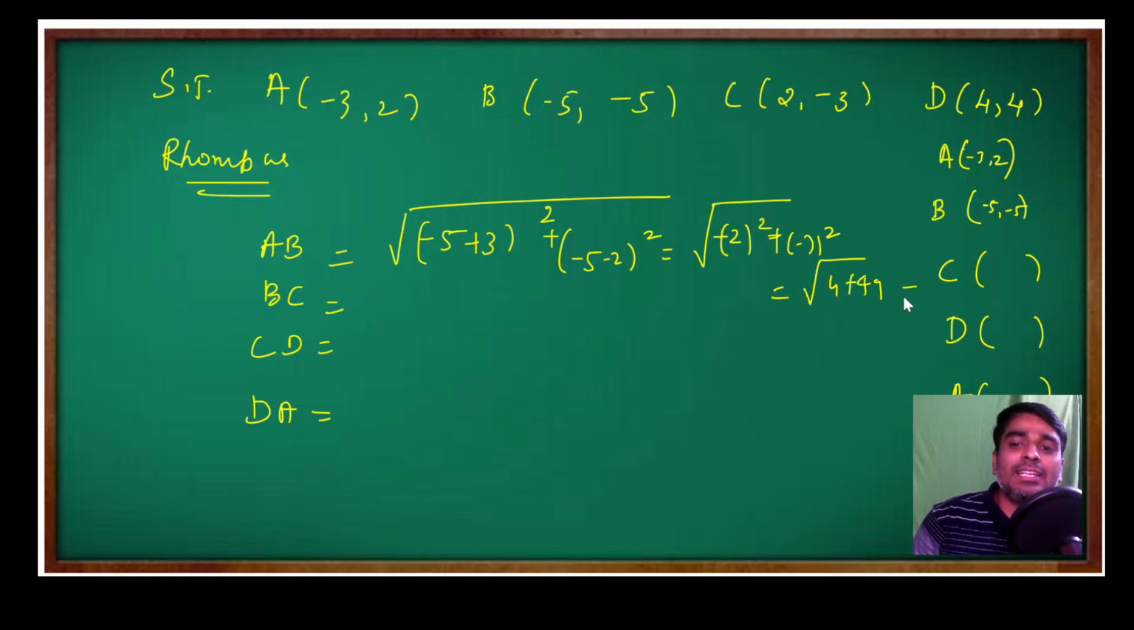49 plus 4 is 53, root 53. Like this. Do immediately. Let's see, it is 10:10 now.